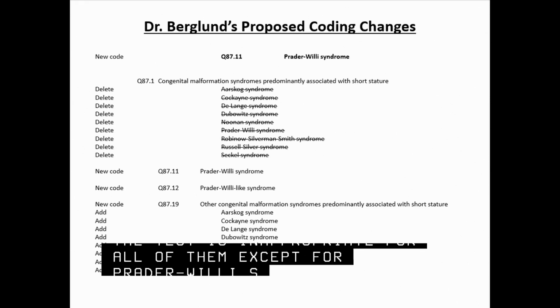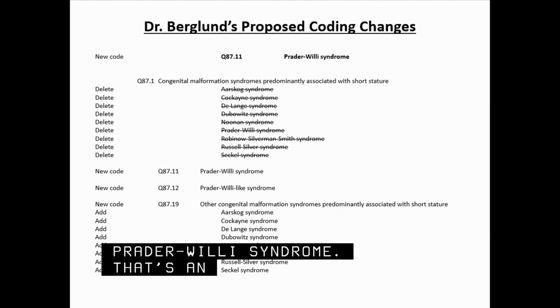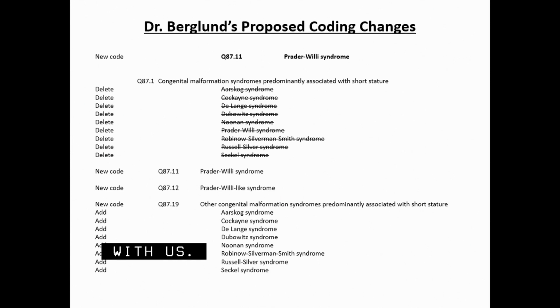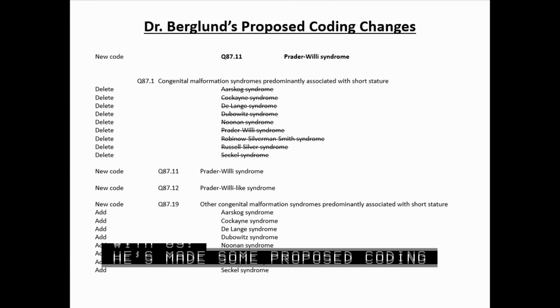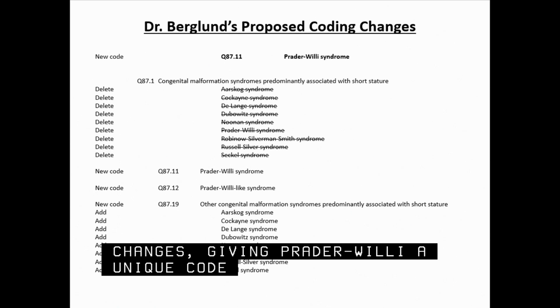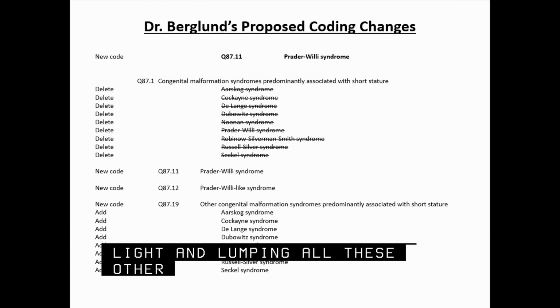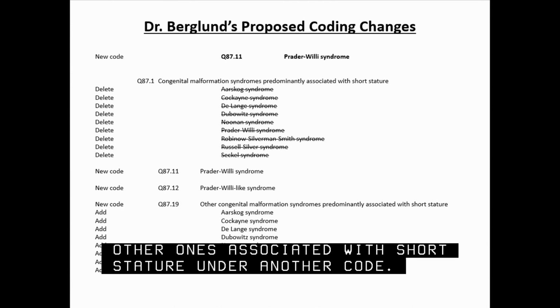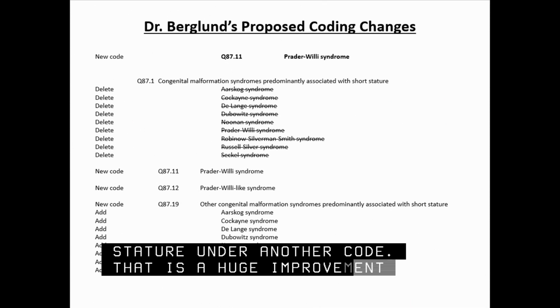And Dr. Berglund has been working with us, and he's made, I hope I'm not stealing too much of his thunder, some proposed coding changes, giving Prader-Willi a unique code, and then Prader-Willi-like, and then lumping all these other ones, which probably need their own code sometime too, but associated with short stature under another code. And that's a huge improvement for us, being singled out and having our own code.